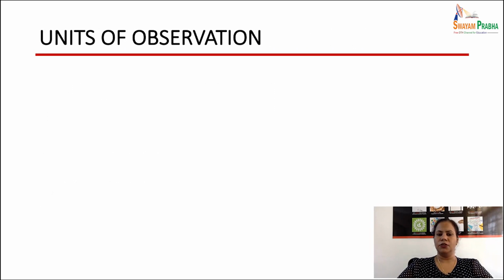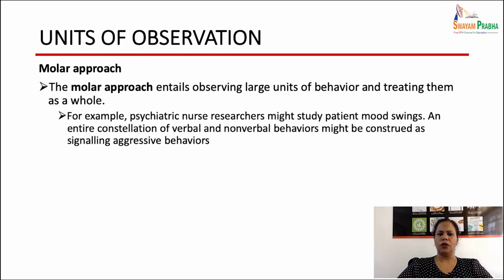Now coming to the units of observation. There are two approaches whenever we are talking about the unit of observation. First one is the molar approach. The molar approach entails observing large units of behavior and treating them as a whole. So here we observe overall behavior, and that particular overall behavior we consider as a whole.